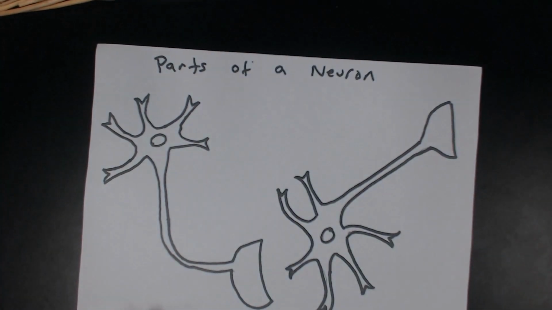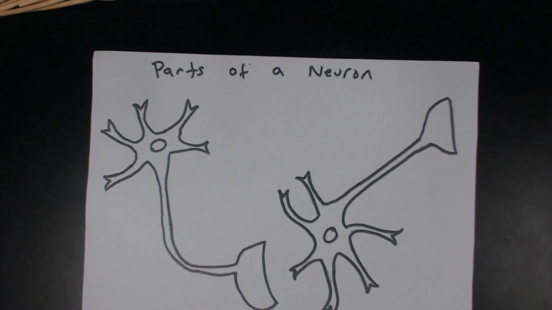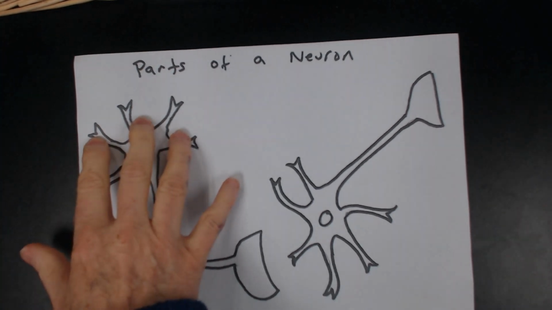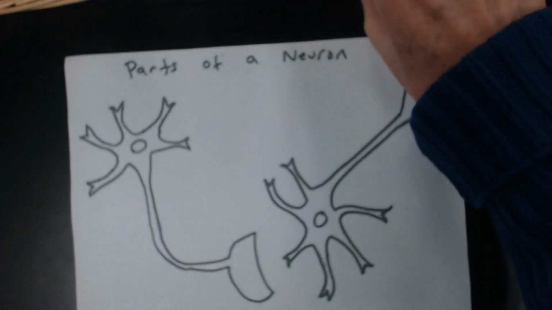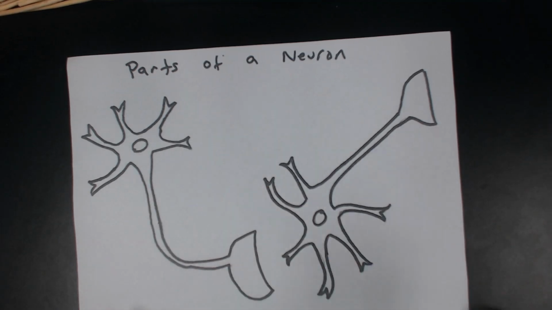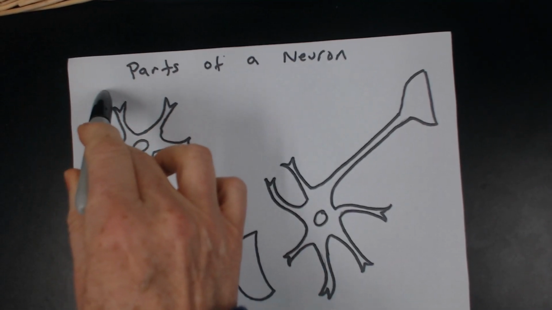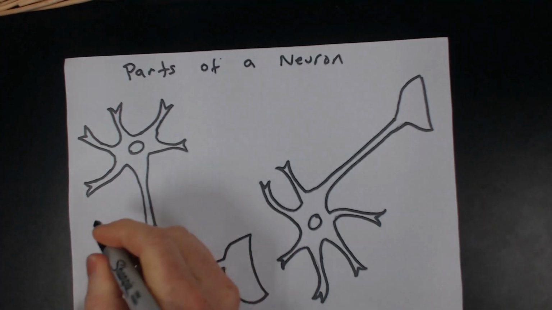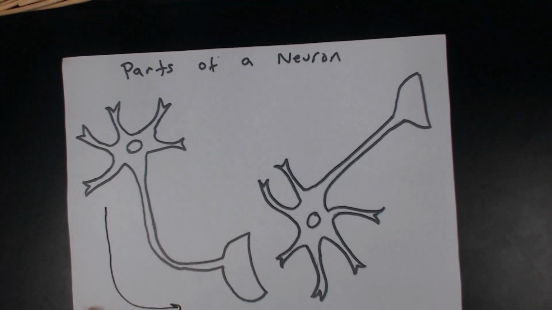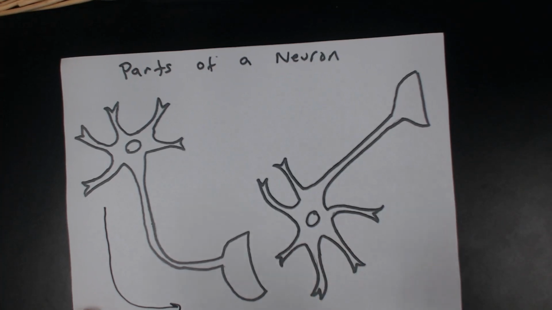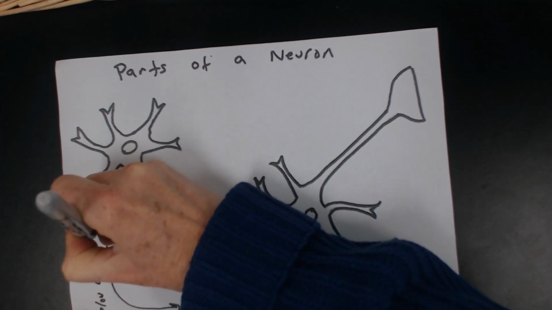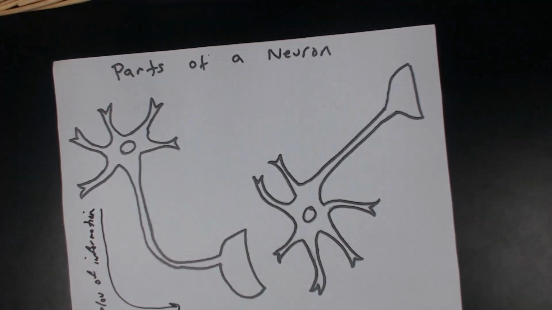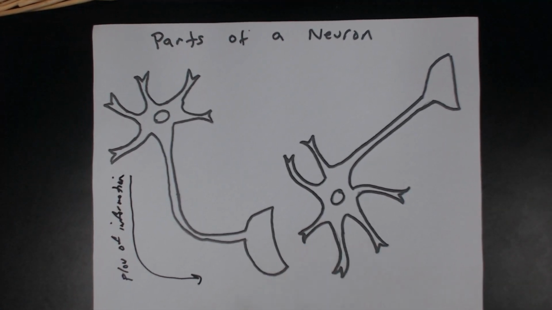What I've done here is I've just drawn 2 neurons in sequence. There's one neuron here, and there's another neuron here. In this diagram, the flow of information is coming from the environment to this part of the neuron. It's going to flow in this direction and be transmitted to the next neuron. So I'll just say flow of information.